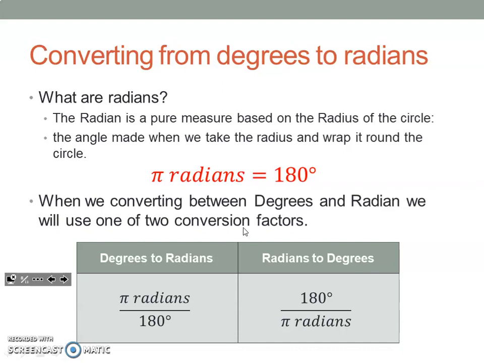Okay, so what are radians? Well, a radian is a pure measure based on the radius of a circle, and it represents the angle made when we take the radius of a circle and wrap it around said circle. So if you have a circle here, this is the way I understand it, you've got your radius, okay? The radian is going to be when I take this red radius here and run that radius up the circle, it's going to be that angle measure. That's the way that I understand it.